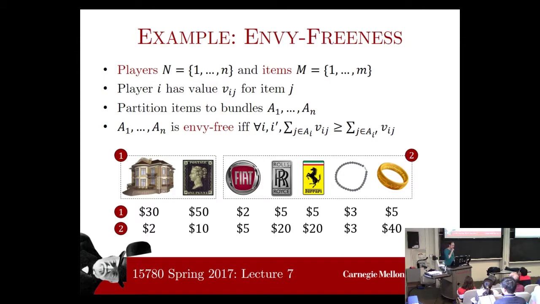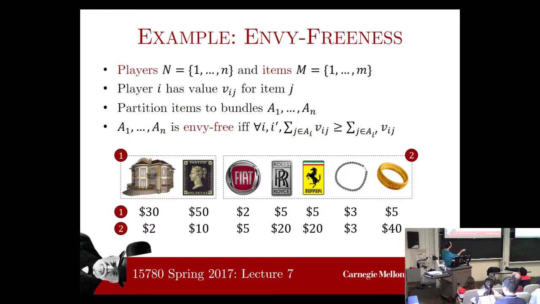Now notice that the value player 1 has for his bundle is 80, and the value player 1 has for the other bundle is 20. So now we actually have a strict inequality, where this is 80 and this is 20, for the pair of players 1 and 2. But this also has to hold for 2 and 1. Why does it hold for 2 and 1, where i is 2 and i prime is 1? Why does this hold?